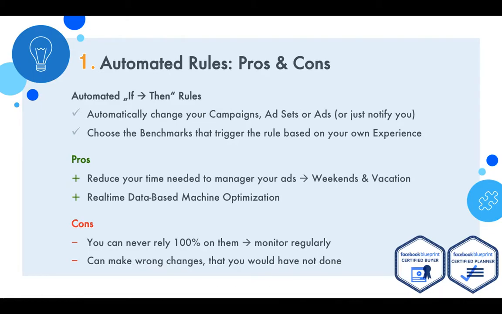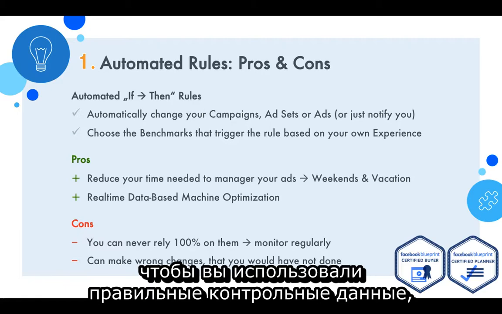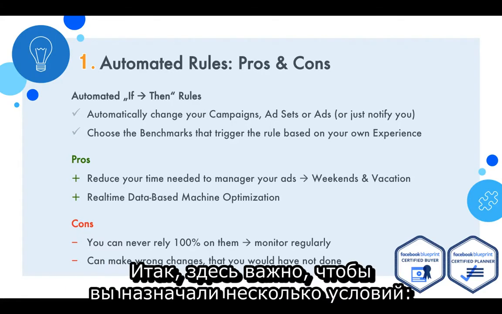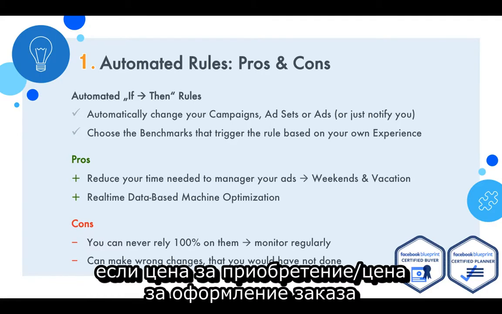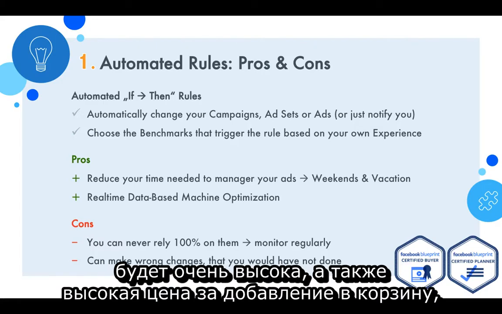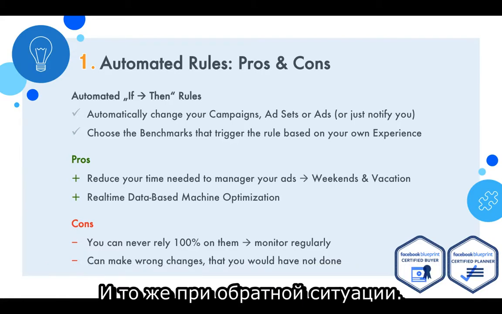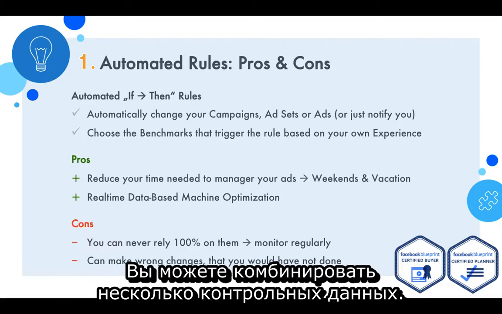Okay, and then very important, of course, is that you choose the right benchmarks to trigger these rules, and they should be based on your own experience. So here it is definitely important that you can decide several conditions. So please inform me if the cost per acquisition, so the cost per website checkout, is very high, and also the cost per add to cart is high, and also the cost per view content is high, and so on and so forth, and vice versa. So you can combine several benchmarks.